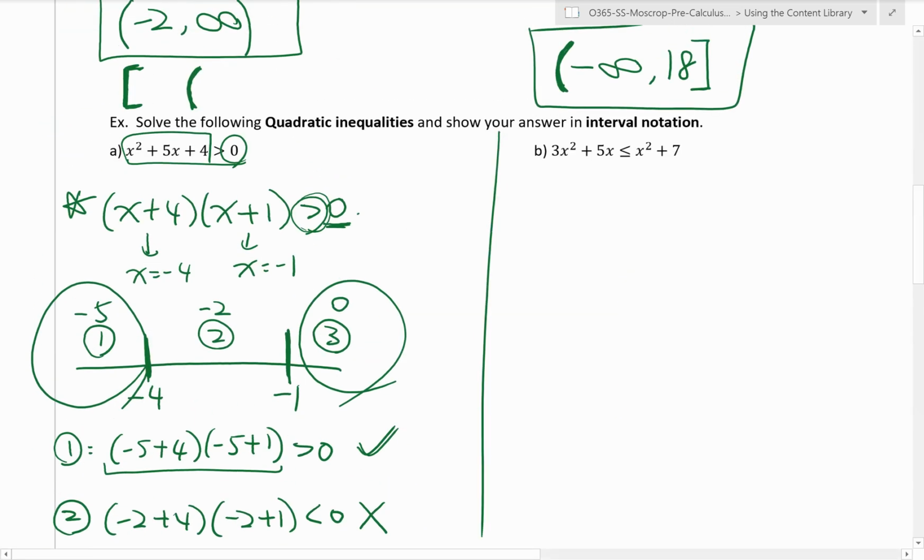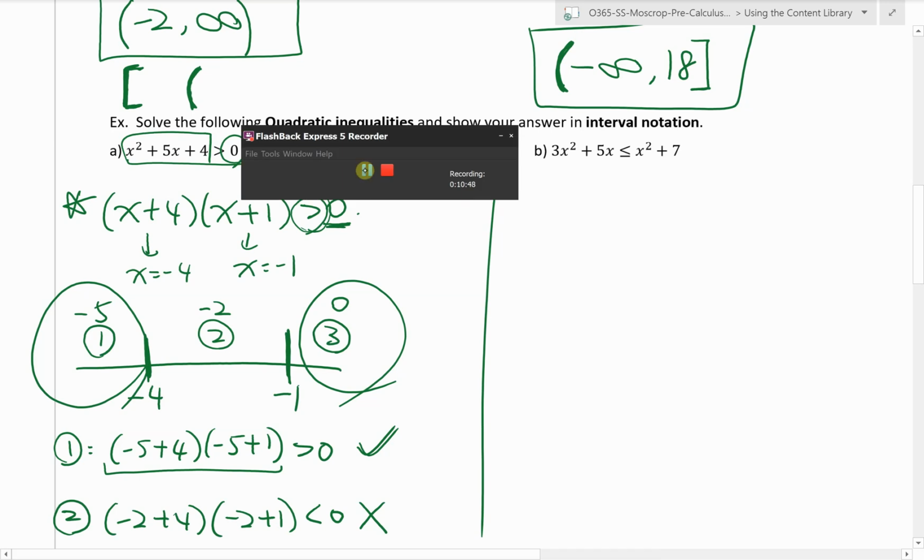I will let you try part B. So again, this is quadratics, so what you need to do is make sure one side is 0 and go from there. Okay, so I'll let you try it and I'll come back and show you the solution.